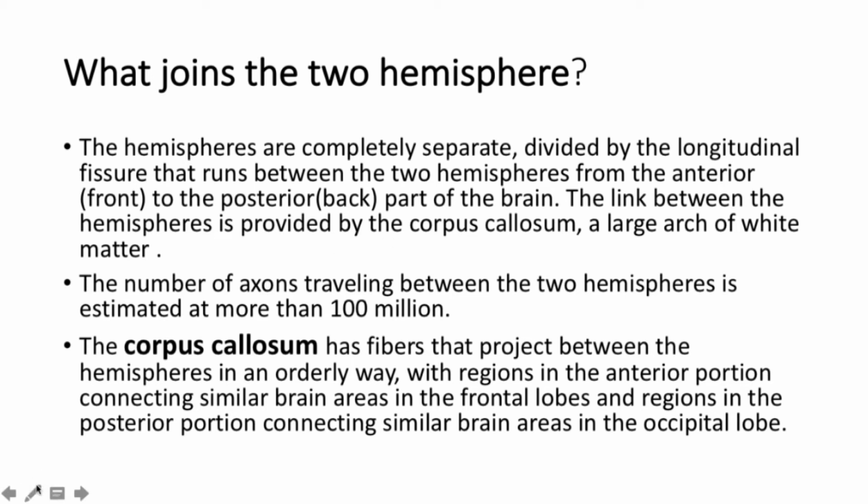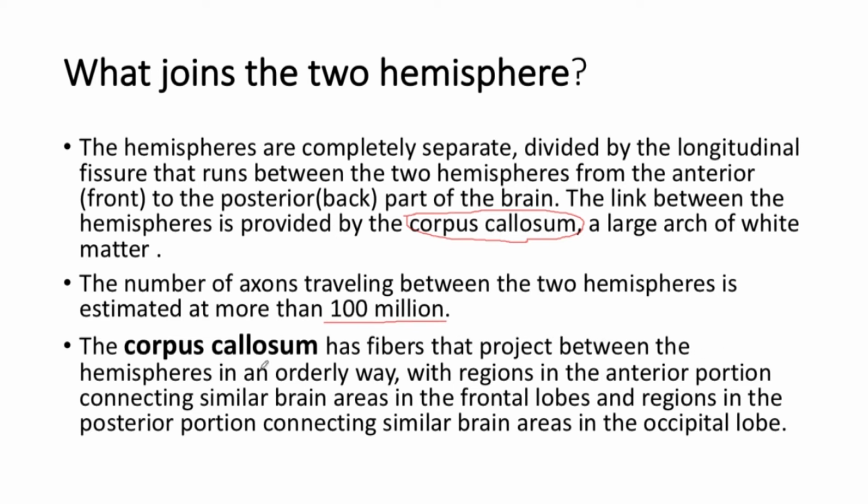So this we have to keep in our mind. This is a very important thing, that this corpus callosum, which actually joins the left and the right, is like a large arch of white matter. The number of axons that travel between the two hemispheres is estimated to be more than 100 million. So it's a huge number of nerves which crisscrosses through the corpus callosum.